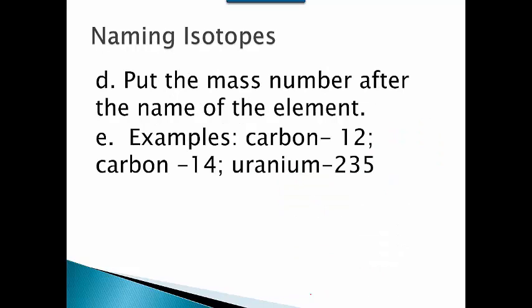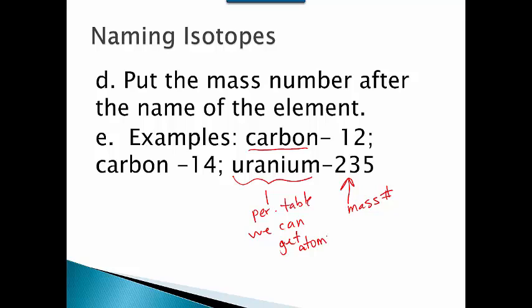Another way that we can write isotopes would be we can write them with the name fully written out, and then this number back here represents the mass number. And we don't see the atomic number when we write it this way, but we could look at uranium on the periodic table, and from the periodic table we can get the atomic number. So you don't always see this type of symbol, but when you do, you can still get the atomic number by looking at the periodic table. This number here is the mass number automatically.